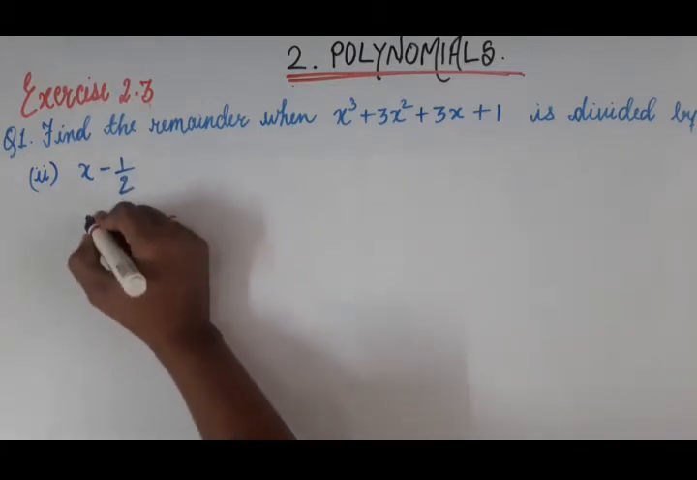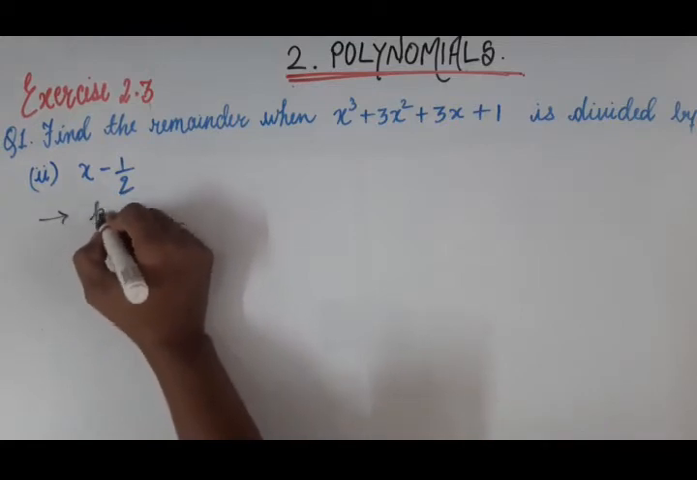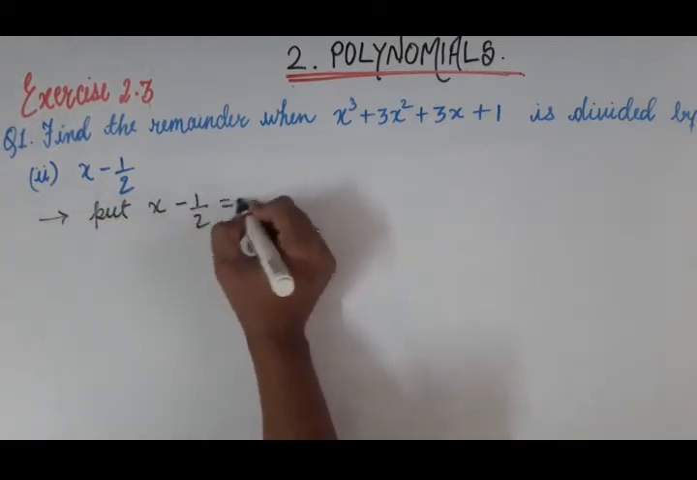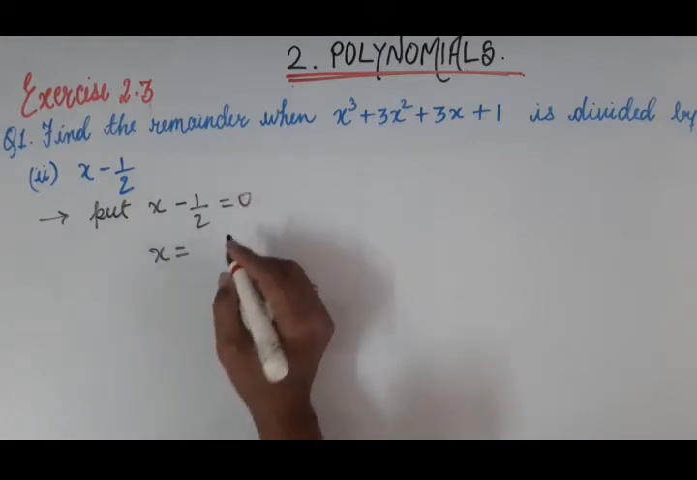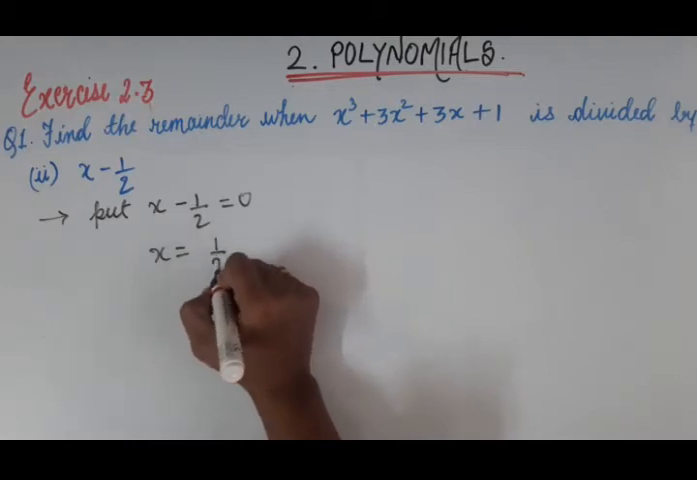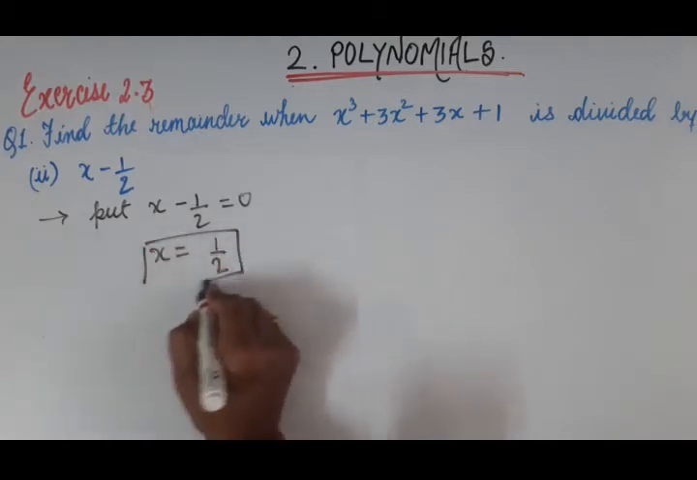So this is your divisor. First you find the 0 of the divisor. To find the 0 of the divisor, you have to equate it with 0. So you will get x is equal to this minus 1 by 2, after going to that side it will be 1 by 2. So this is your 0.